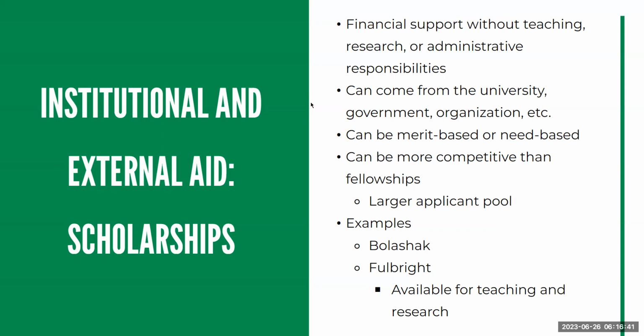Scholarships can come from the university or from the government or from a specific organization or another external source. They can also be merit-based or need-based. They're usually merit-based though, and they can sometimes actually be more competitive than fellowships because they tend to have a larger number of applicants than fellowships, which are usually dedicated to specific programs and then to specific students that have already been accepted into that very small specific program.